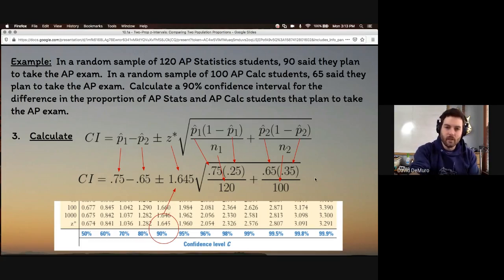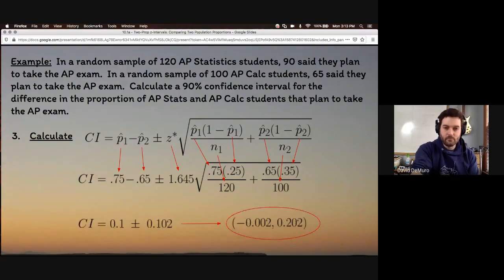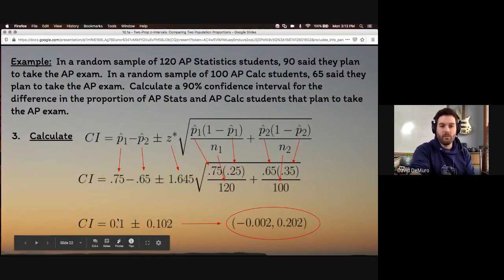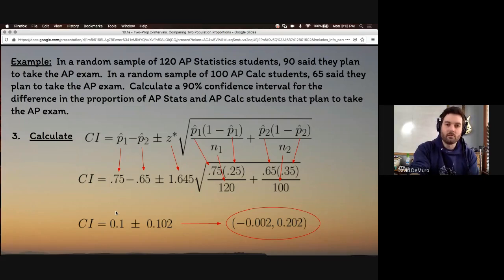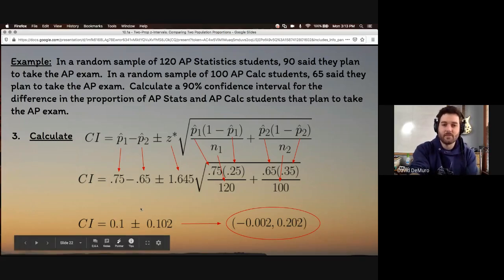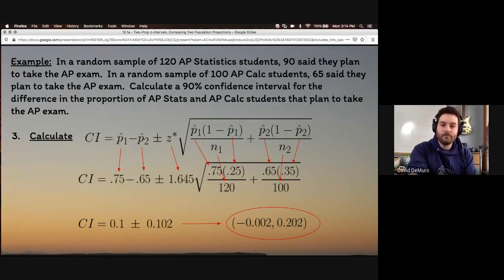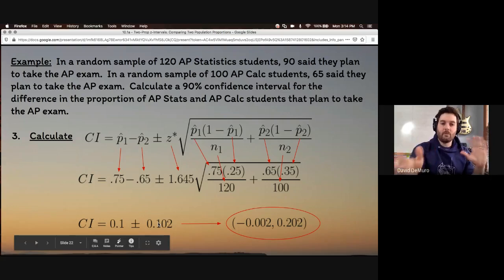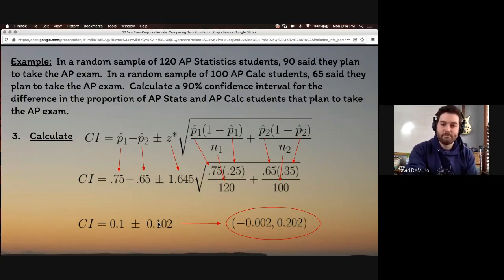100. What I tend to do is calculate this margin of error part first, do the 1.645 times this whole thing separately, look at the difference separately, and then combine those in the end. So the estimated difference is 0.1, which means that we estimate there's going to be a 10% difference in those proportions, or more stat students will take the exam than calc students. Plus or minus, this margin of error is 0.102, and that's how much we expect our estimates to deviate.